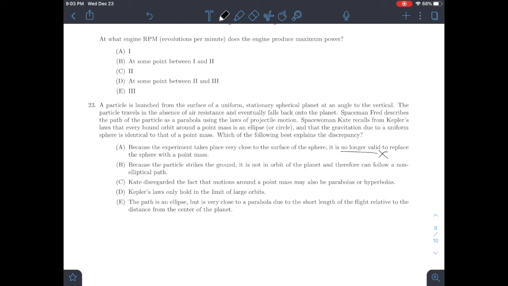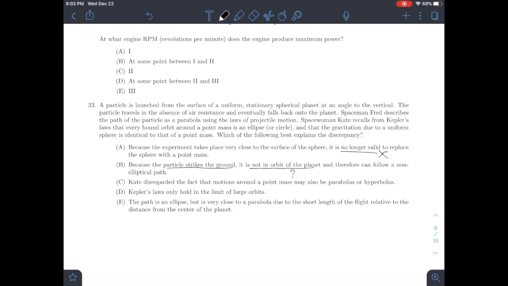No longer valid? I don't think so. It's still valid because of the spherical symmetry, we can also consider the planet as a point mass. Remember, on Earth, we calculate the distance between the center of the Earth and you to calculate the gravitational acceleration.